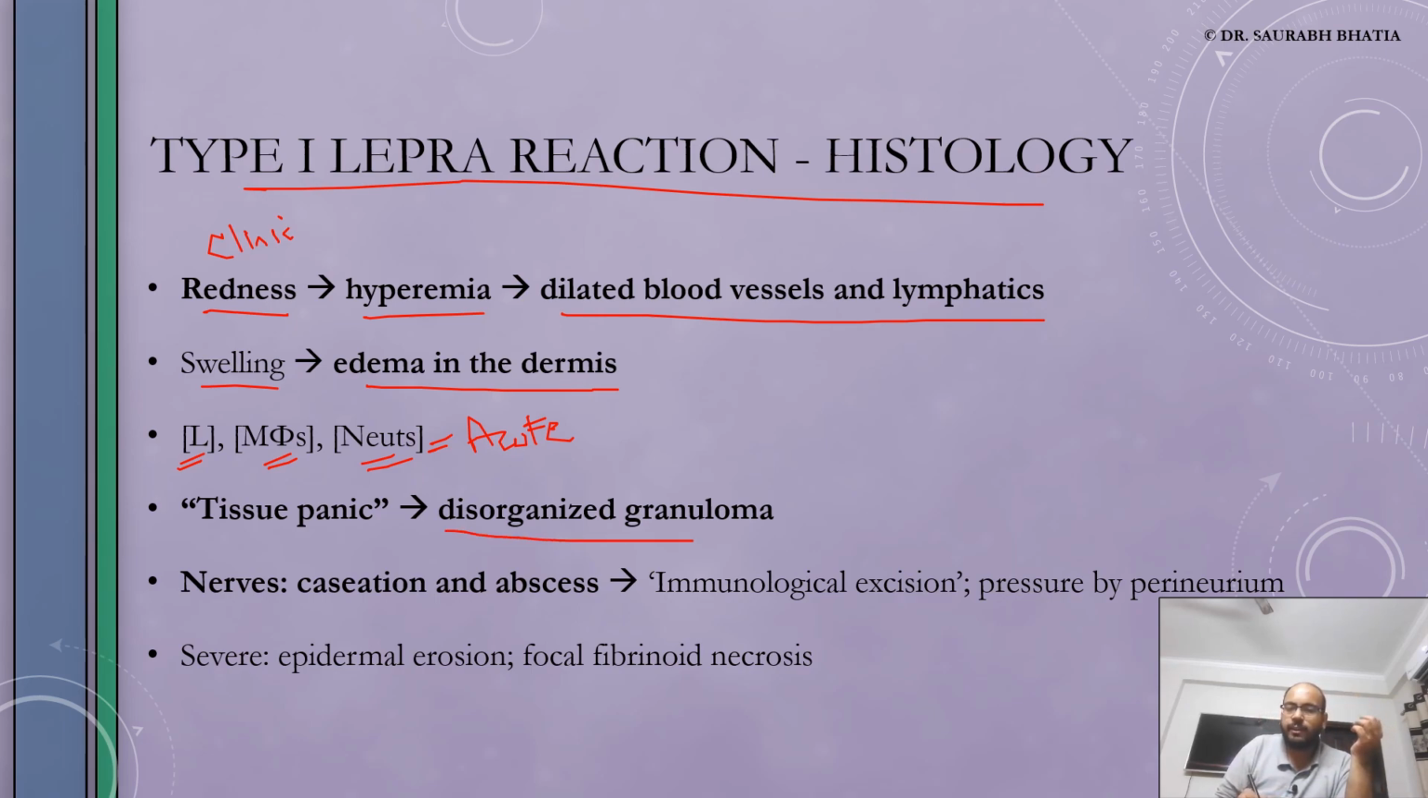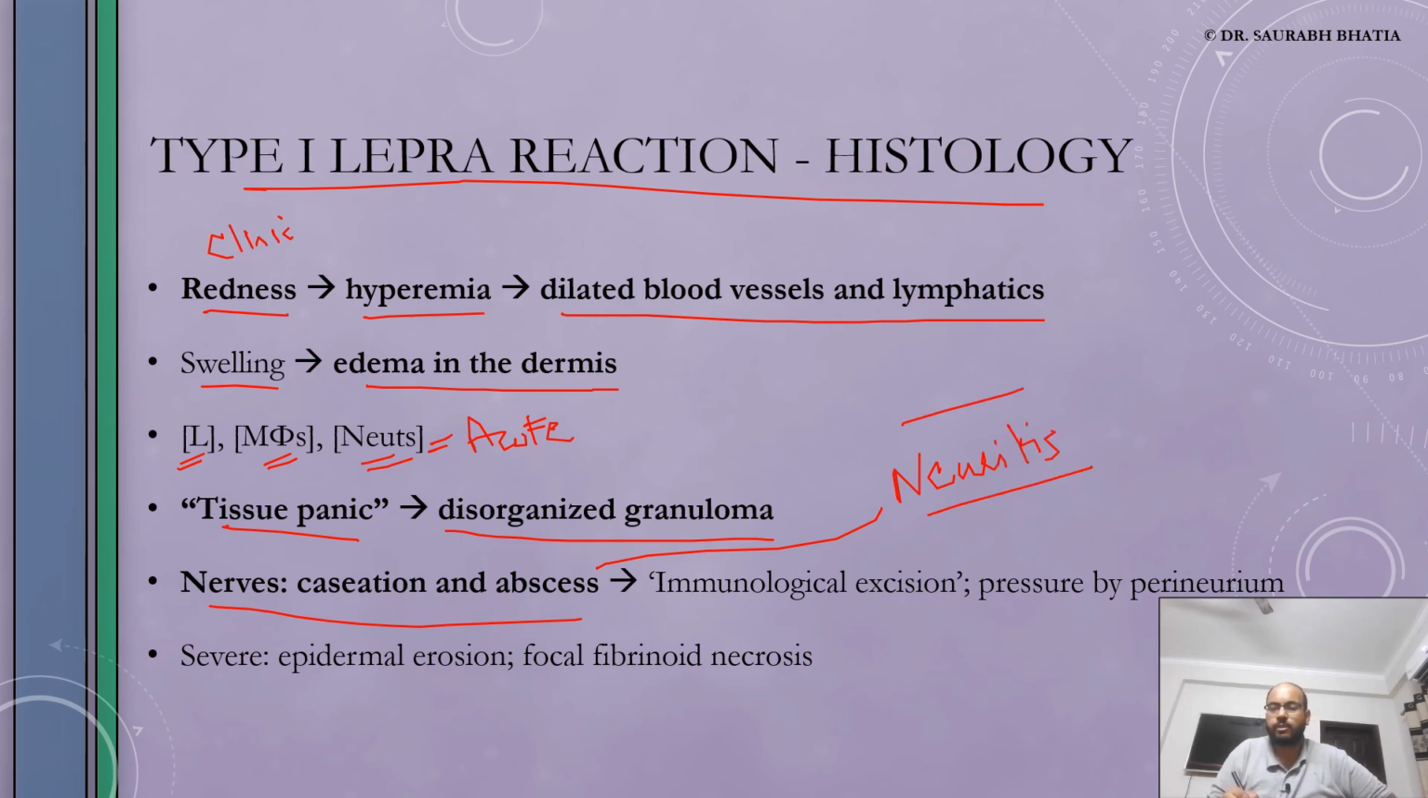The disorganized granuloma, okay? Remember, such fighting is going on that the granuloma is not that organized granuloma that we see in Hansen's. We see a bit of disorganized loose granuloma, and that has been used by some authors as tissue panic. That means the tissue is not able to make proper granulomas. But now we know it is because the immunity is destroying the bacilli. The nerves can have caseation and abscess formation, and that is why you see a lot of neuritis.